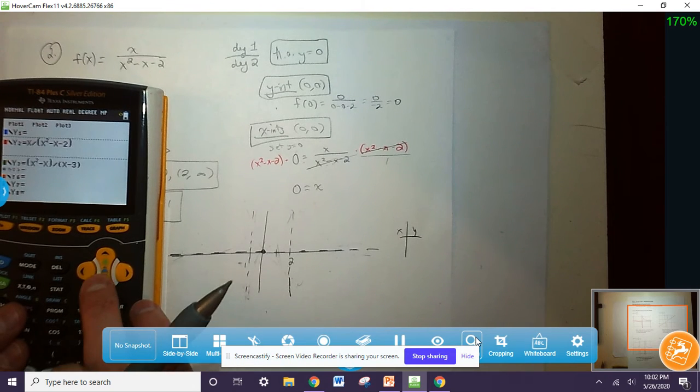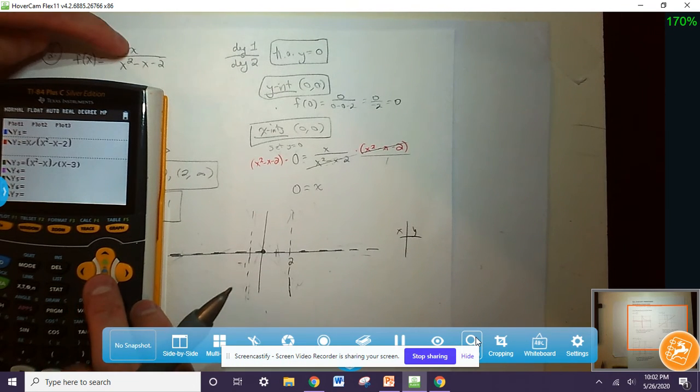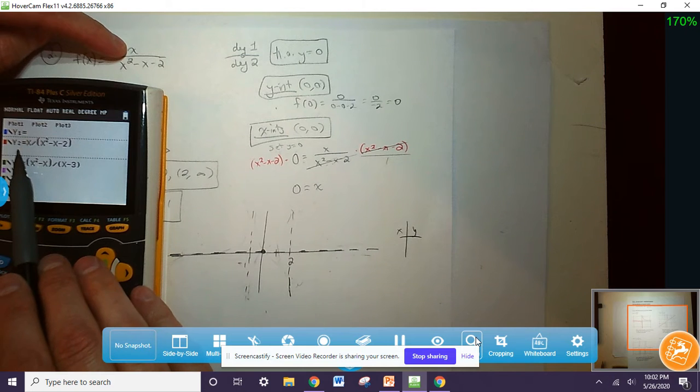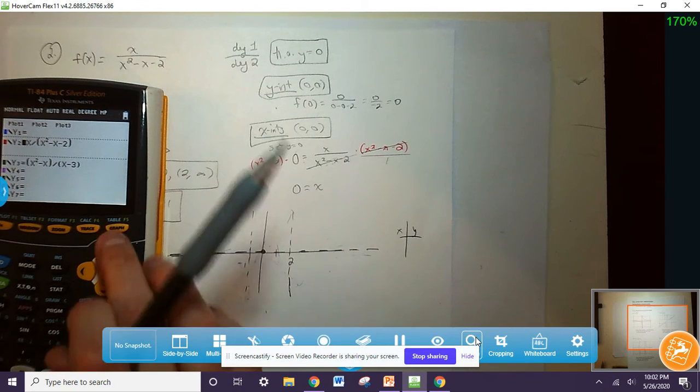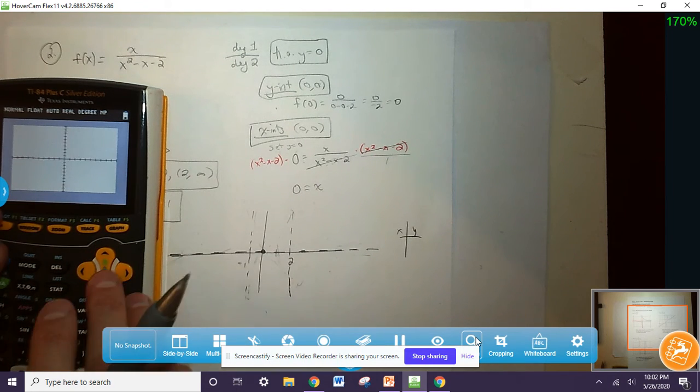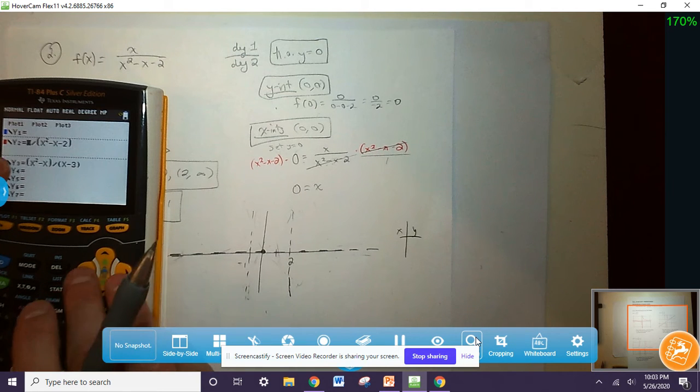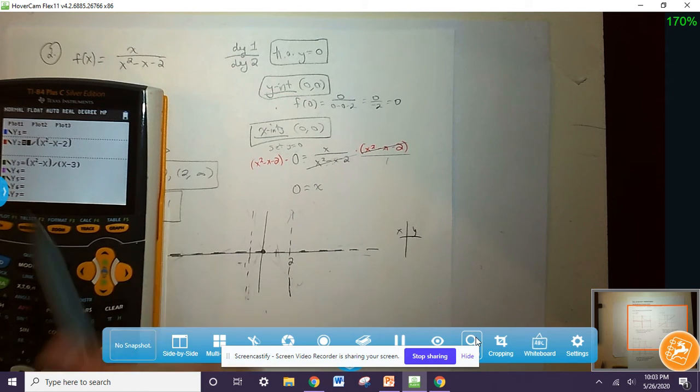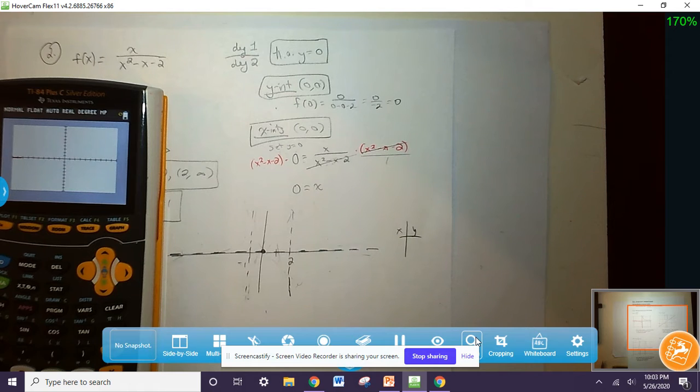The numerator is only one term, so it doesn't actually need parentheses in the calculator. It's okay to put them. But the denominator must have parentheses when you go to graph this in the calculator. And I did not turn that back on. So let me hit enter on the equal sign. And now that's selected and it will graph. And here are the 3 pieces that we expected.